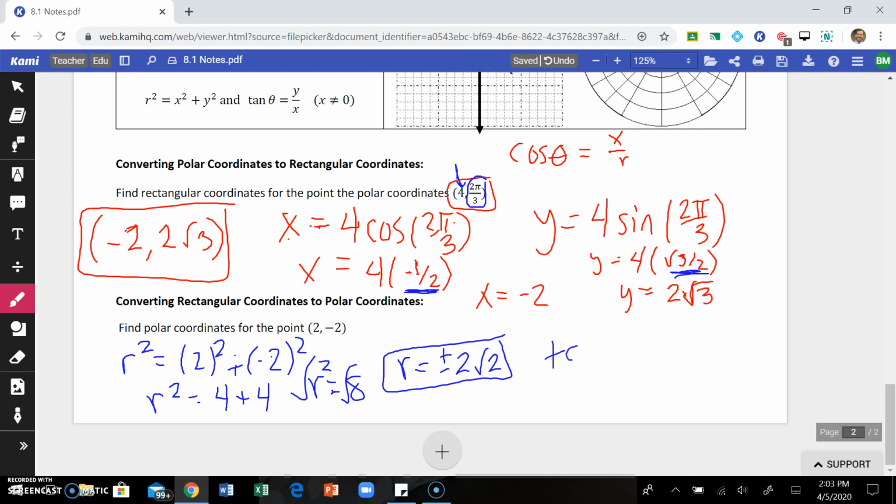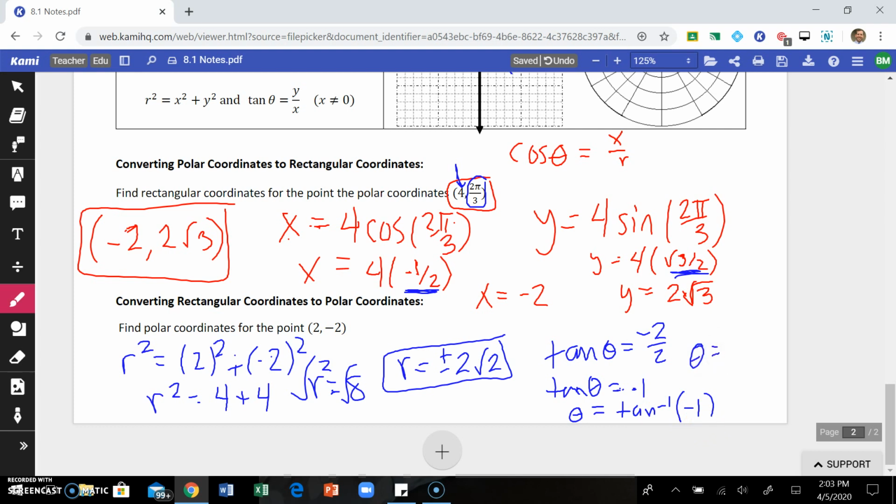And then for theta, the tangent of theta is equal to y over x, so negative 2 over 2. So the tangent of theta is equal to negative 1. Then we want to do inverse tan, so theta equals the inverse tangent of negative 1. Remember, to find the angle you have to use inverse tan, and that means at what angle is tangent negative 1? And you should get two of these, right?